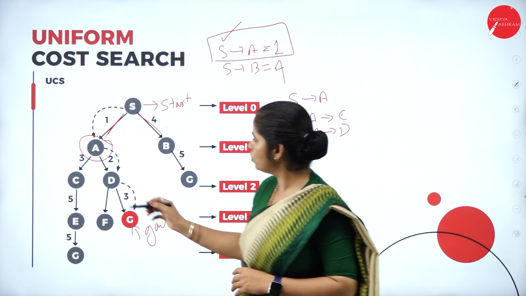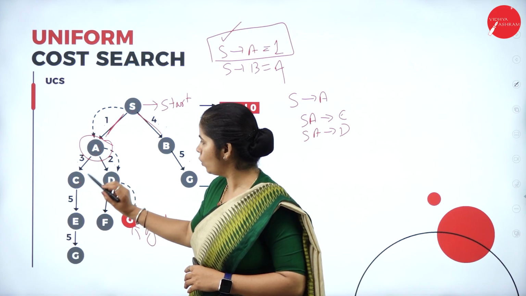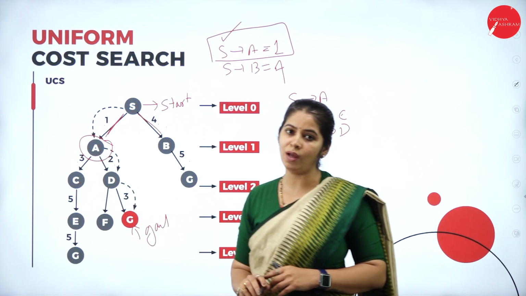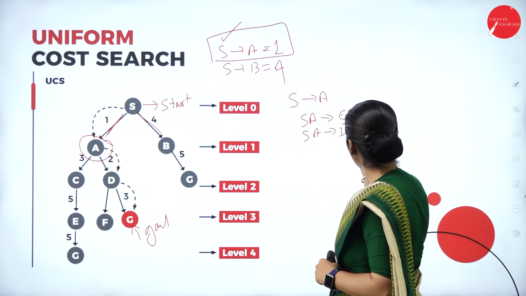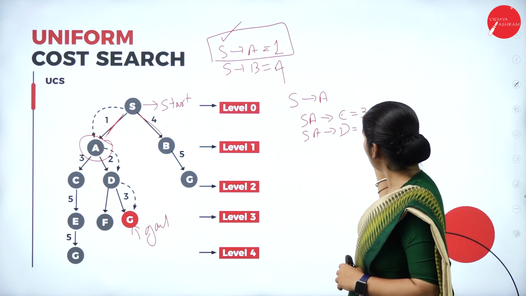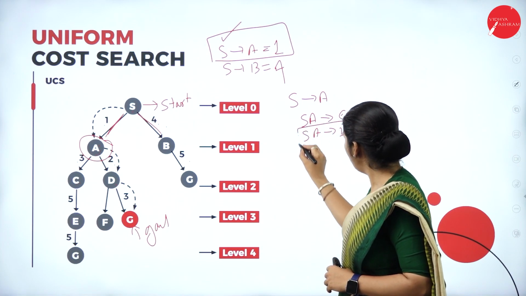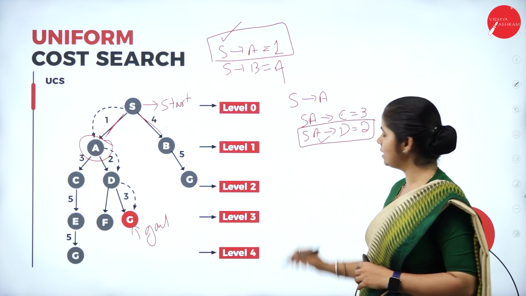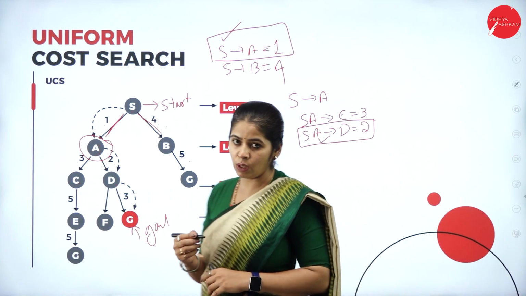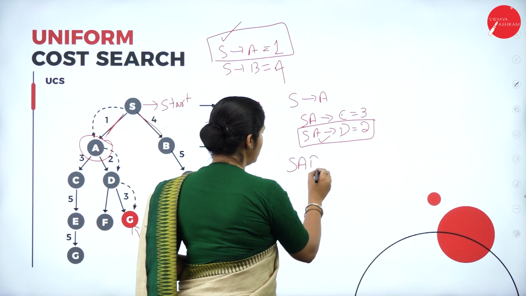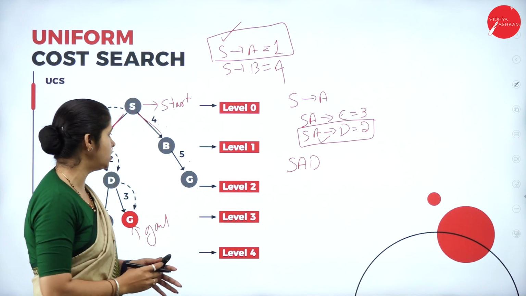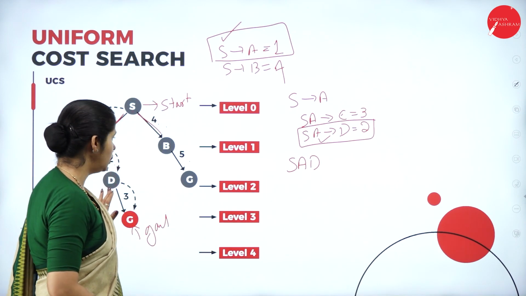Now again we have to check the cost of reaching node C and the cost of reaching node D. What is the cost of reaching node C? That is 3. What is the cost of reaching node D? It is 2. Which is the smaller one? This is the lowest one, so it will select this. Now where exactly are we standing? We are standing at the state S, A and D. We have traversed the 3 nodes here, S, A and D.